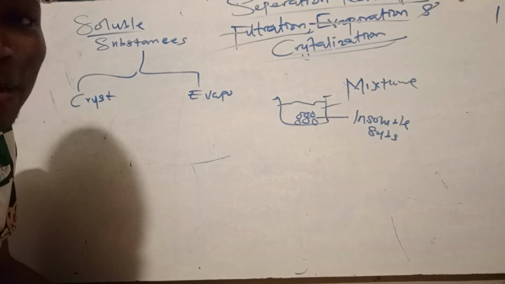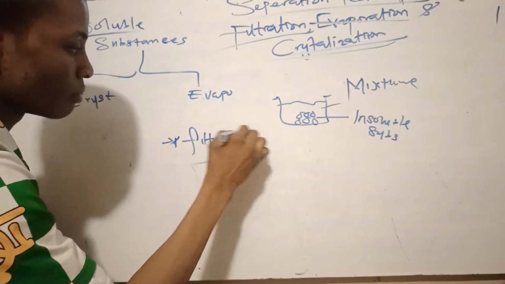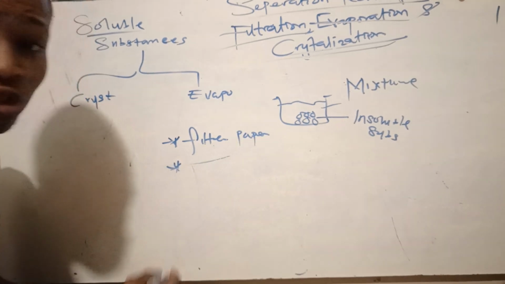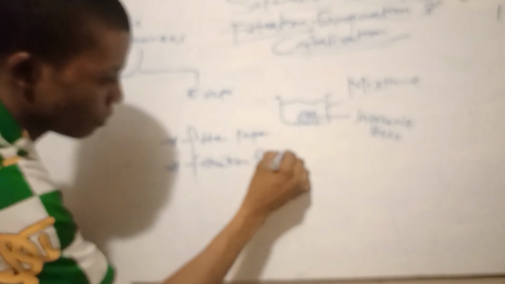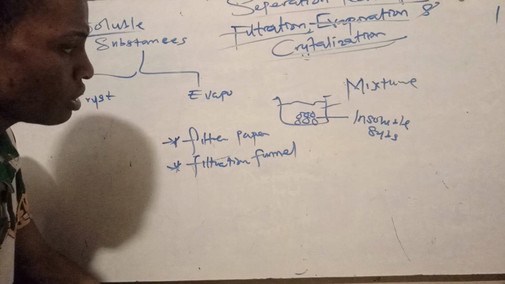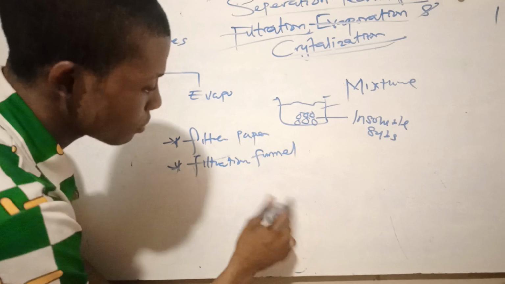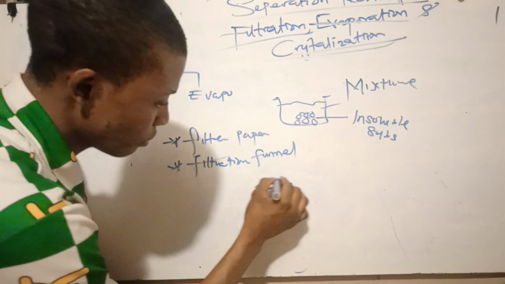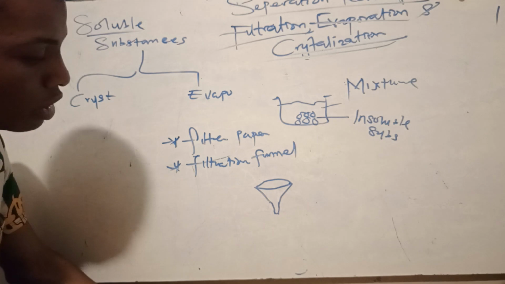So under filtration, what are the apparatus we are going to be using? We are going to be using our filter paper. Number 2, we are going to be using our filtration funnel, and that's all. So let's see what's the meaning of filtration funnel. So this is how it looks. This is our filtration funnel. And you will put filter paper on the top of this filtration funnel.